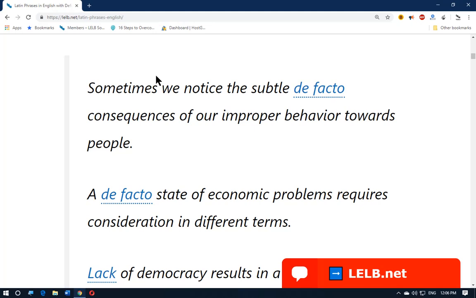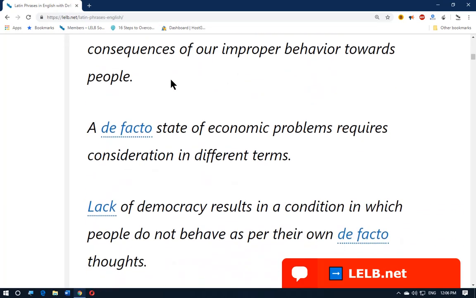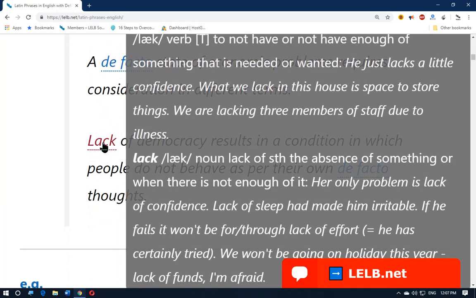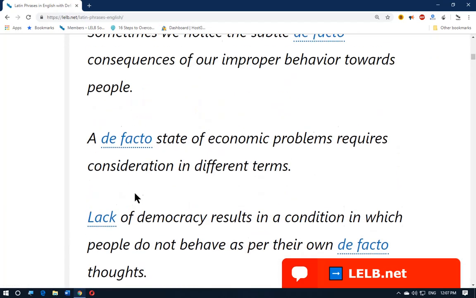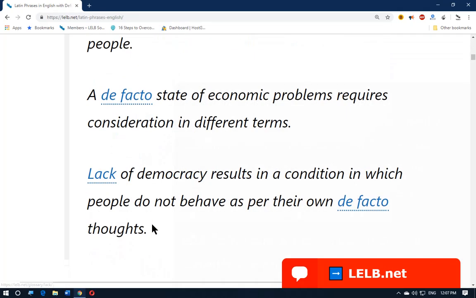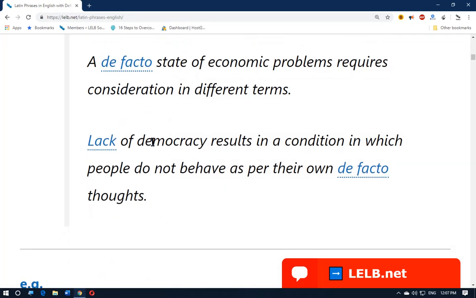Sometimes we notice the subtle de facto consequences of our improper behavior towards people. A de facto state of economic problems requires consideration in different terms. Okay? And lack of democracy results in a condition in which people do not behave as per their own de facto thoughts. Okay, as per means according to.